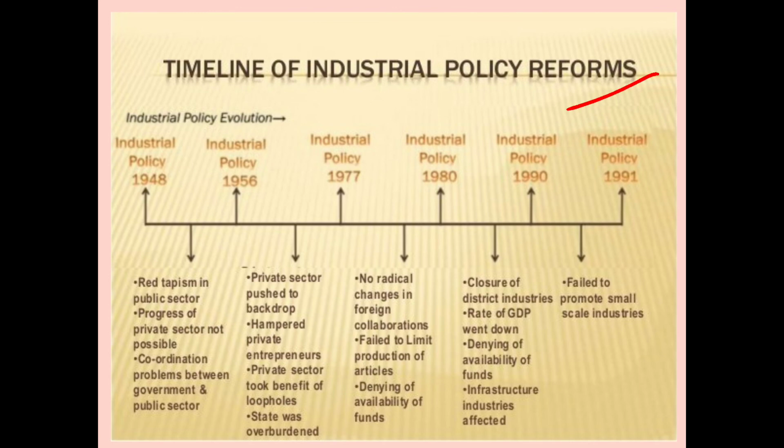The closure of district industries, then the rate of GDP went down in this policy, industrial policy 1990. Denial of availability of funds, infrastructure and industry was affected. Then industrial policy 1991 failed to promote small scale industries. So with this we will end our today's video.